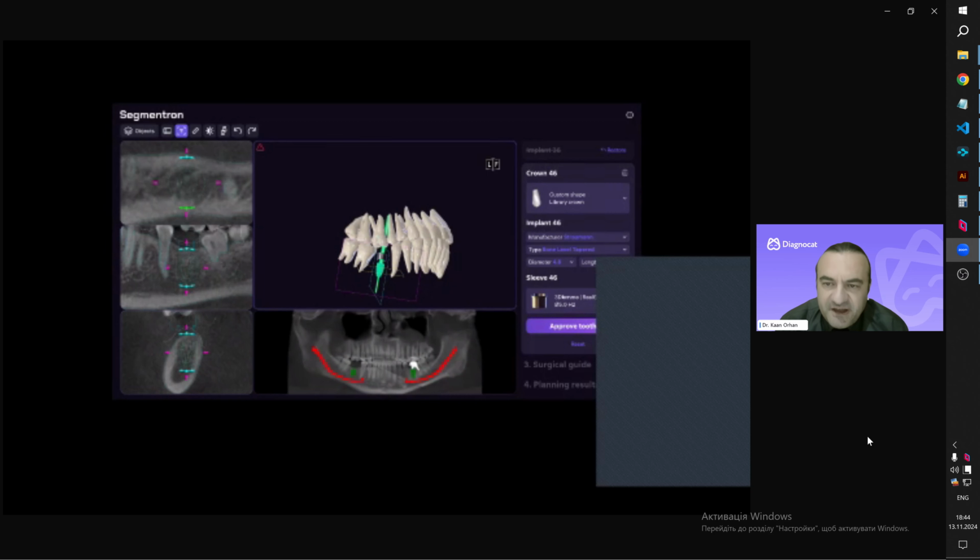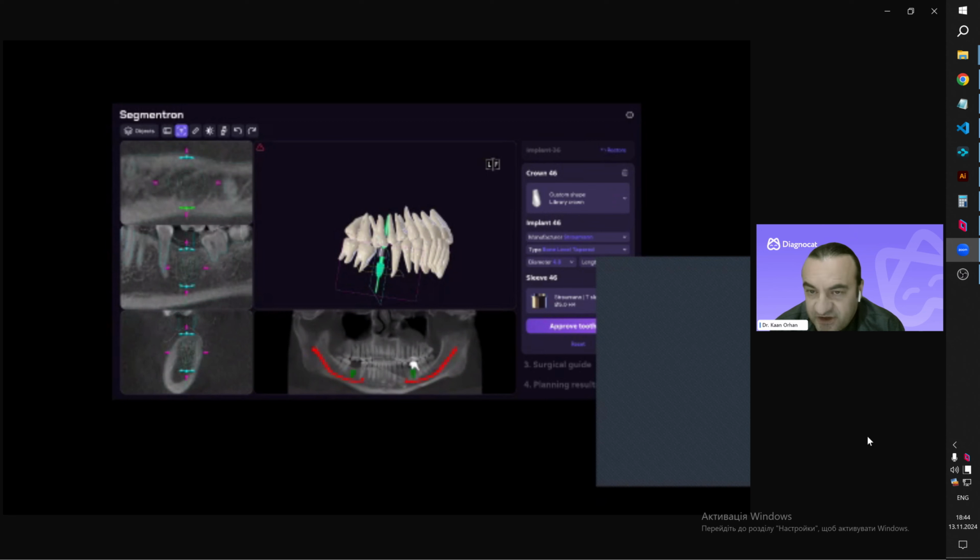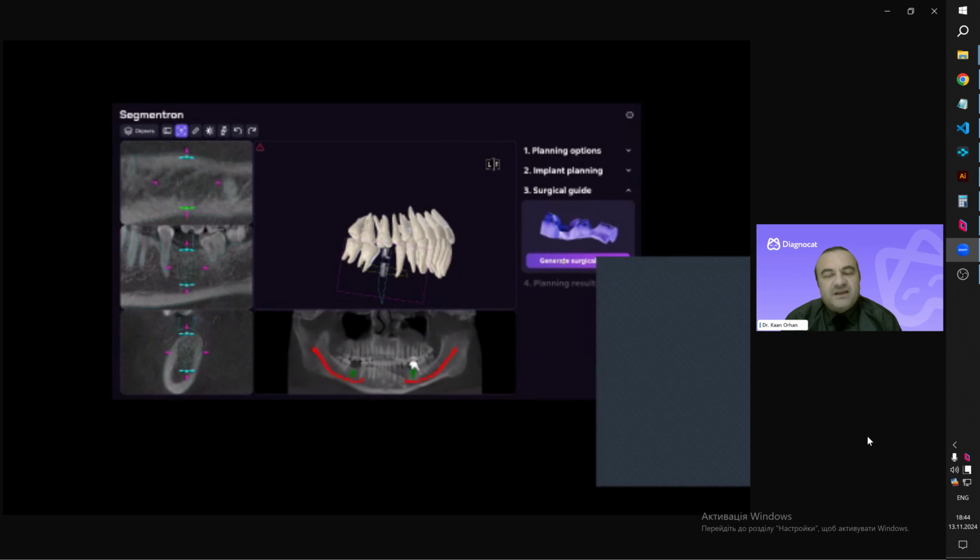Then, if everything is okay, just choose the sleeve that you're going to use for the guide and approve. And you will click on generate the surgical guide. Now, this is real time.